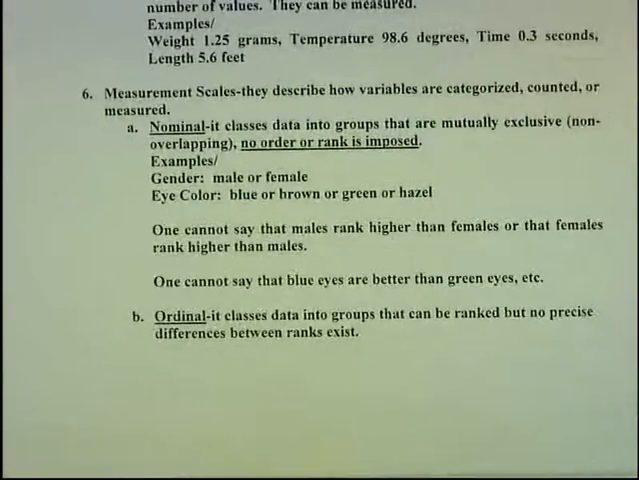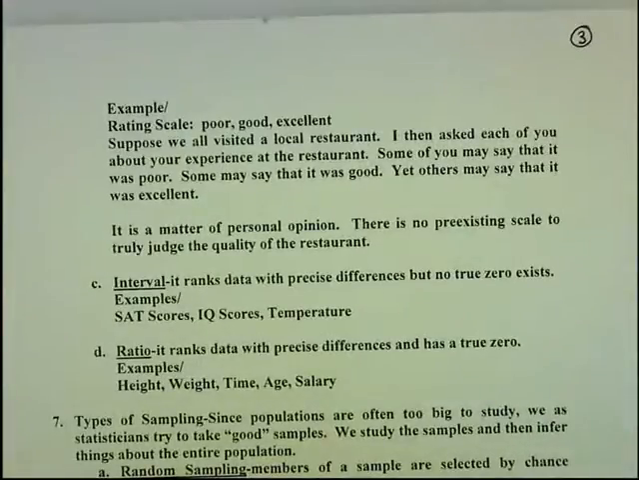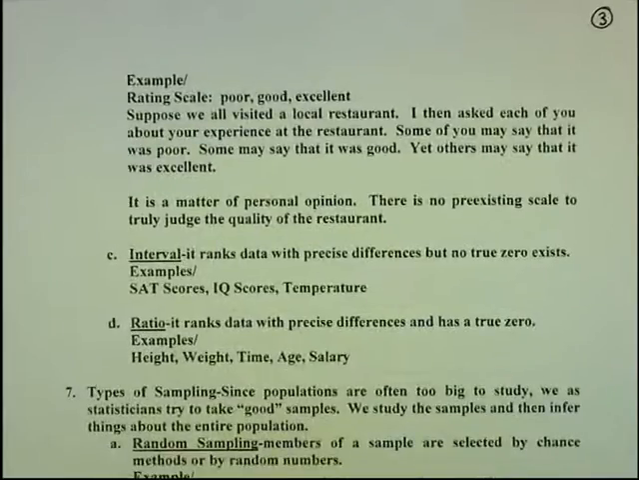Ordinal does classify data into groups that can be ranked, but there is no precise difference between the ranks. An example that I have is a restaurant example where we all as a class may attend the same restaurant, and at the end of the experience I ask you to rate your food or your dining experience as poor, good, excellent, and this is based upon personal opinion. We do not have a rubric to go by, so therefore it is ordinal, and that's when we do not have a pre-existing scale to judge the restaurant.